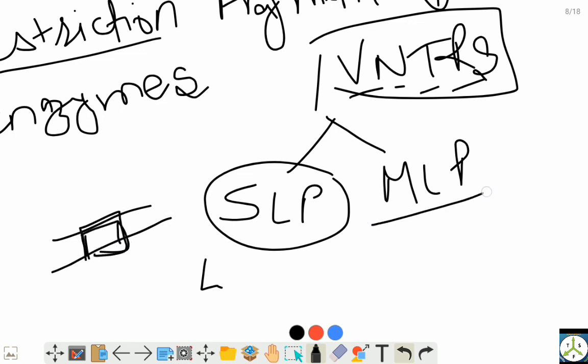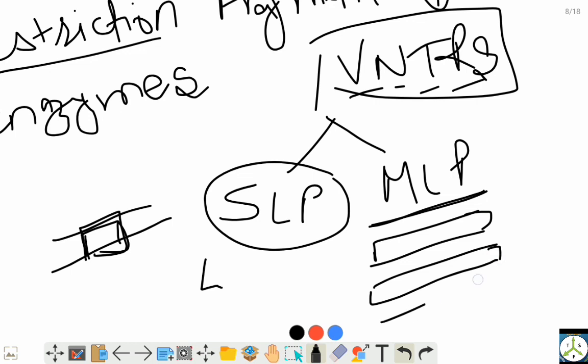But MLP is the multi-locus probe, which means we have to work with multiple loci. We can make the profile by working with different loci, that is locus 1, locus 2, locus 3.